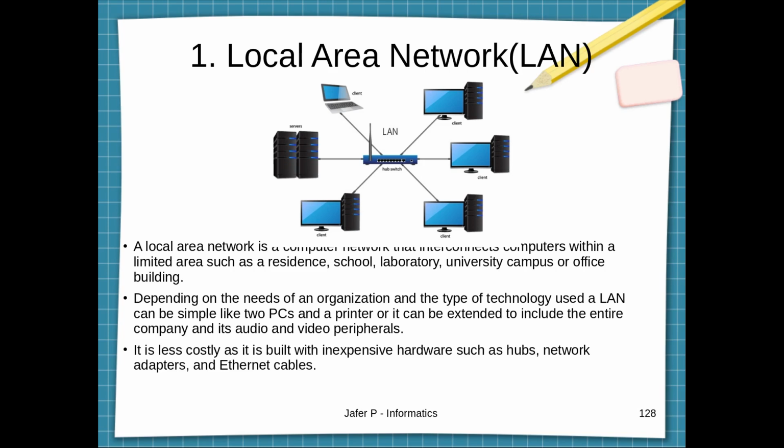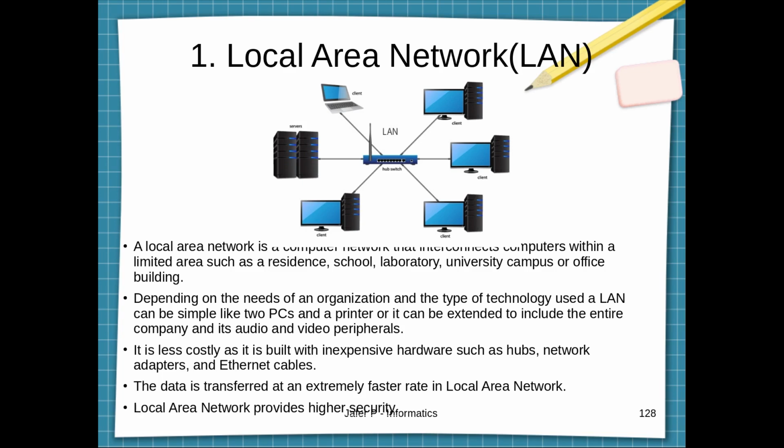It is less costly as it is built with inexpensive hardware such as hub, network adapters, and Ethernet cables. Advantages: it is less costly, because it is built with inexpensive hardware, not expensive hardware. And the data is transferred at an extremely fast rate in a local network because the area is very limited, so the transmission rate is also higher. You can transfer the data extremely faster, right? And a local area network provides higher security as well. Yes, that is about local area network.